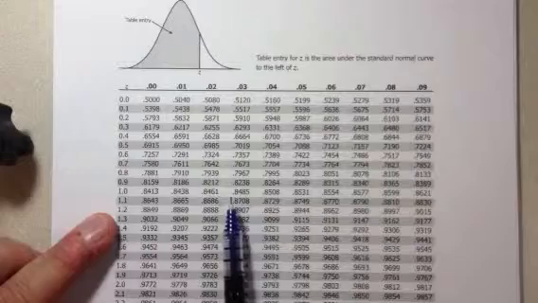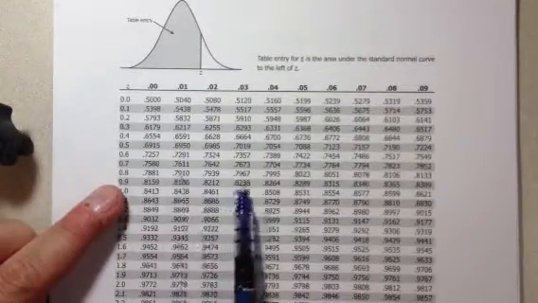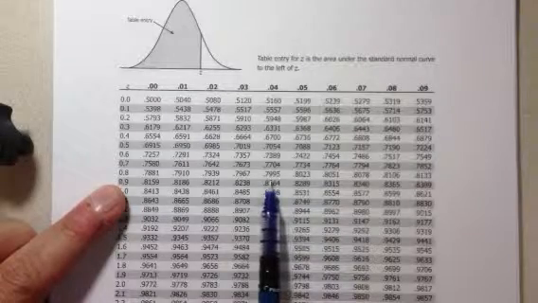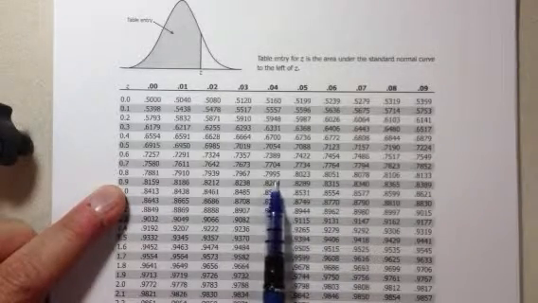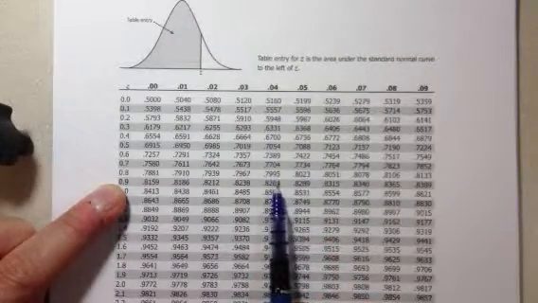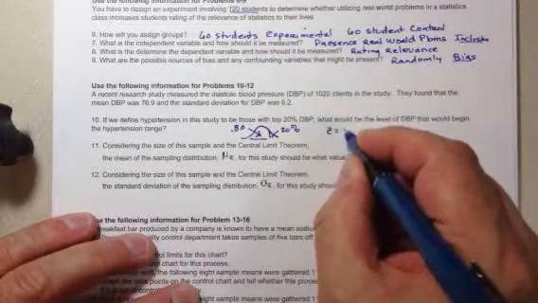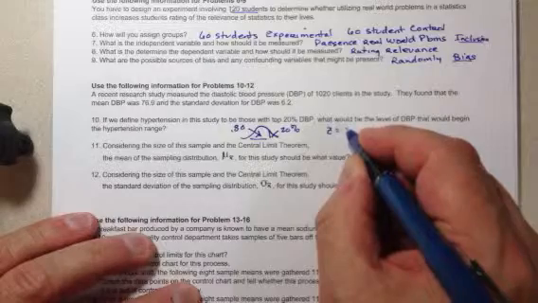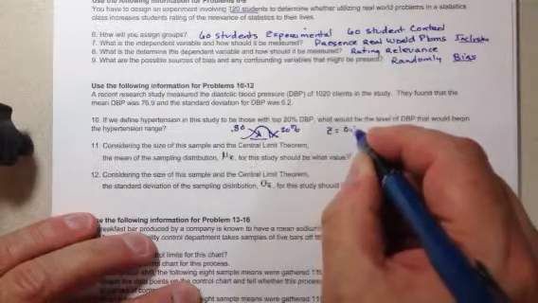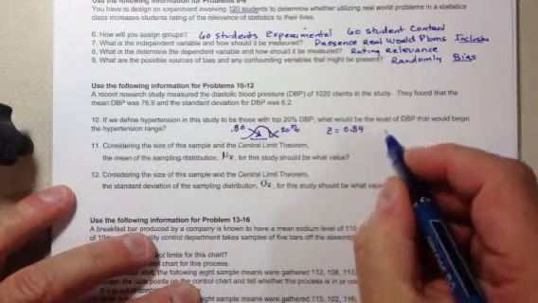The closest number that we have is 0.7995. So the Z value that corresponds to that number is 0.84. So I'm going to use a Z value of 0.84. That Z value is going to be put into the equation.